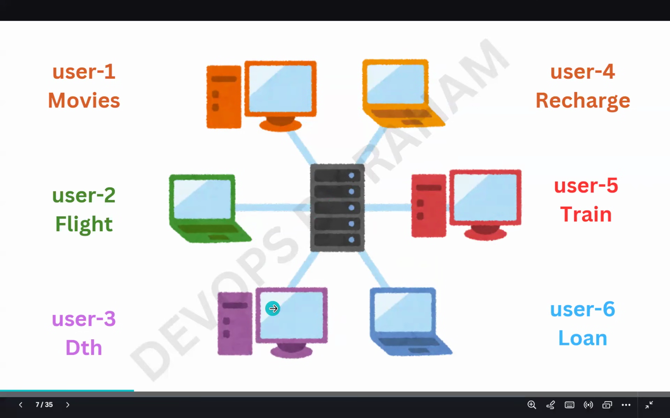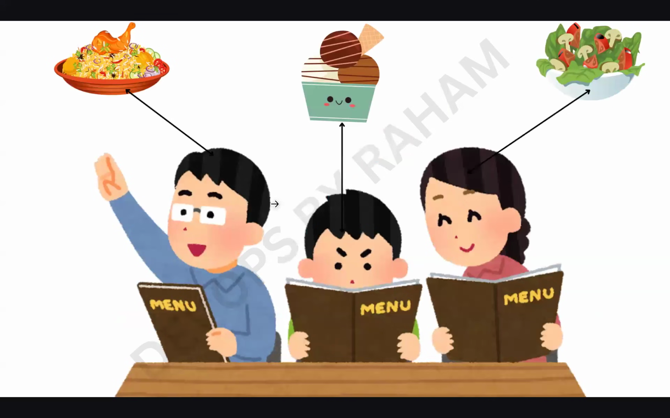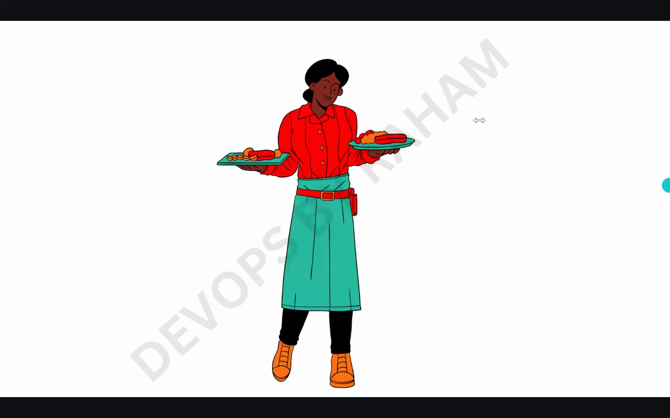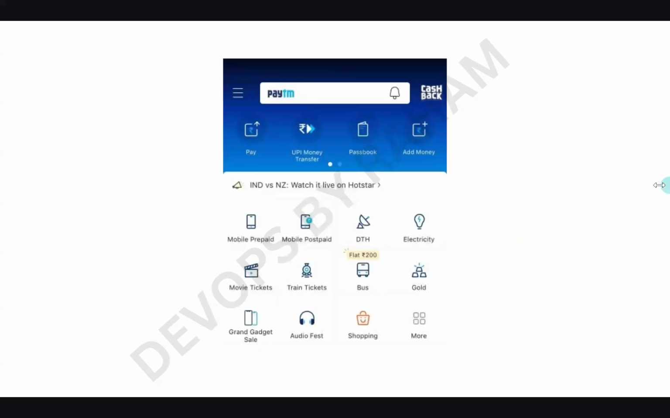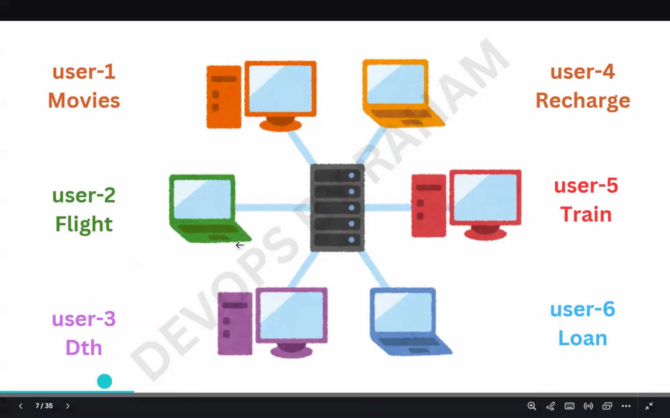Person number 3 will type a DTH service in Paytm. Again, the request will go to the server. The server will give the DTH information to the user. That means that is how your users are getting different requirements satisfied by the server, as in the restaurant. In real time, multiple people use a server for different purposes. One person wants a movie ticket, the server will give it. One wants a flight ticket, one wants DTH, one wants recharge, train and everything. Am I correct?